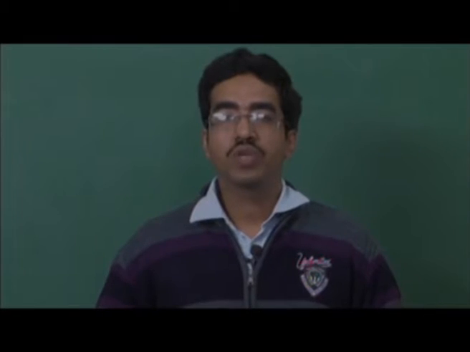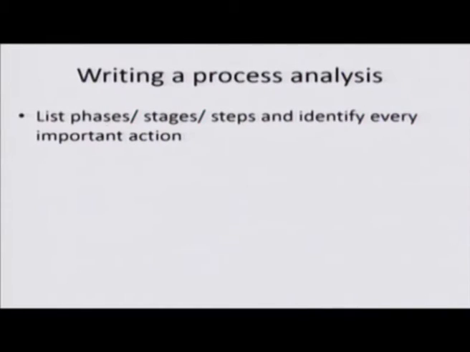So, moving on, if you are writing a process, what can you do? First, you need to list phases, stages, steps in detail and identify every important action. We saw in the example how to remove chewing gum. Every step is explained there, every possible action is included. Similarly, in the text about the containment procedure, every step is explained there. Nothing is left out, not even a single detail.